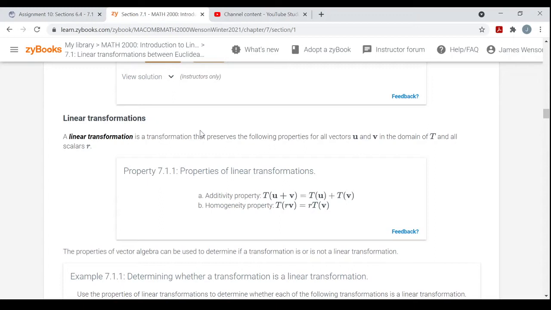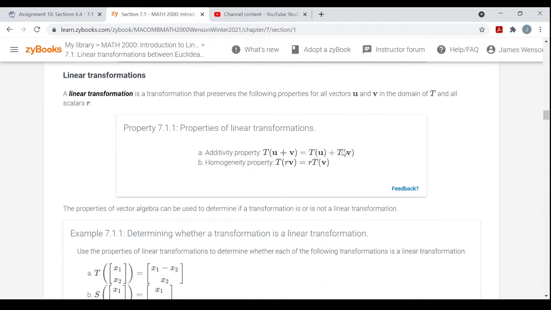All right, so a linear transformation is a transformation that preserves the following properties for all vectors u and v in the domain of T and all scalars r. Remember, we'll just consider the field of scalars to be the real numbers here. We'll say r is any real number. So for any vectors u and v, T of u plus v will be equal to T of u plus T of v. And T of r times v will be r times T of v.